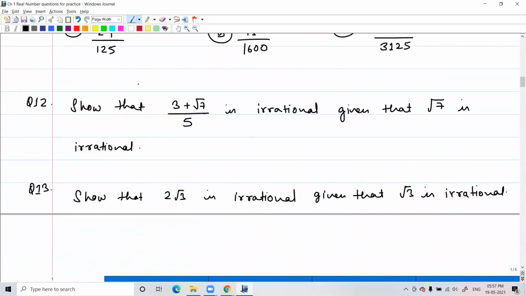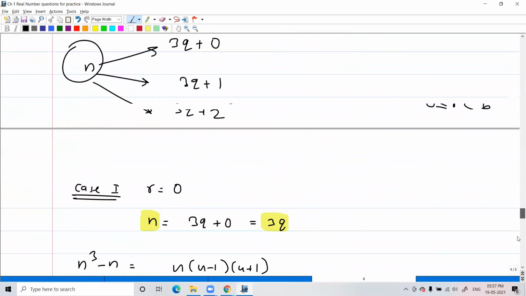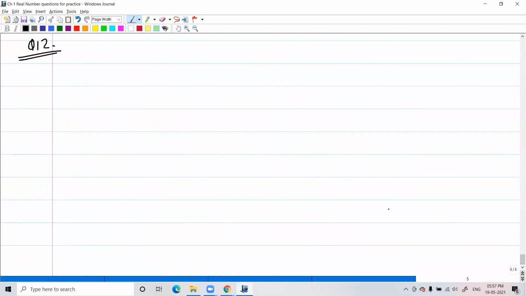So what is this 12th question? Show that... Okay, this question is also very simple. Showing that 3 plus root 7 by 5 is irrational when root 7 is already irrational. We know that. So what do we do normally in this kind of question? We assume that... what was that number? Tell me, guys. 3 plus root 7 by 5, correct?